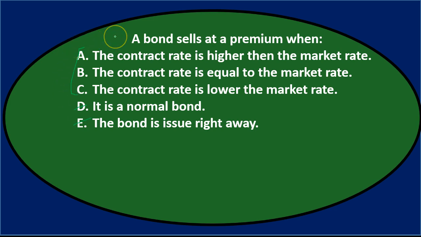So if we go through this again, a bond sells at a premium when the contract rate is higher than the market rate, equal to the market rate, or lower than the market rate. Now, if it's equal to the market rate, that's when it's going to be issued at par. There's not going to be any premium or discount, so I'm going to cross that out. The question is, is it higher or lower?